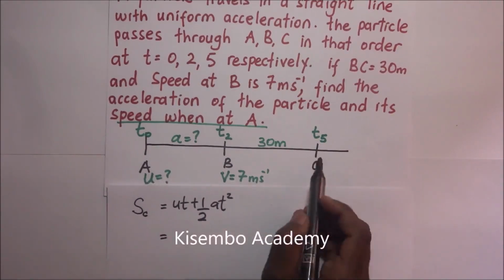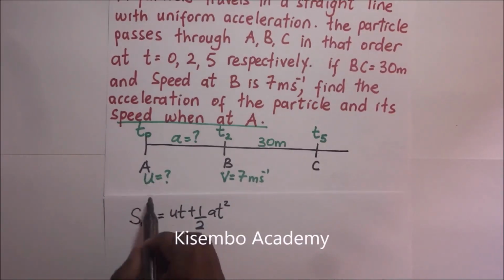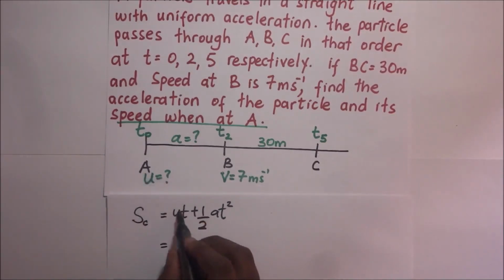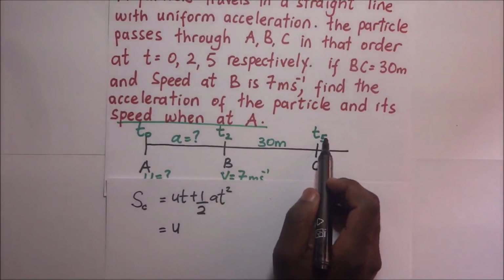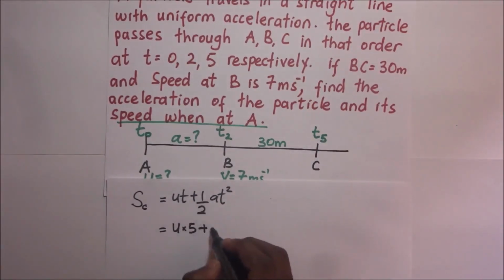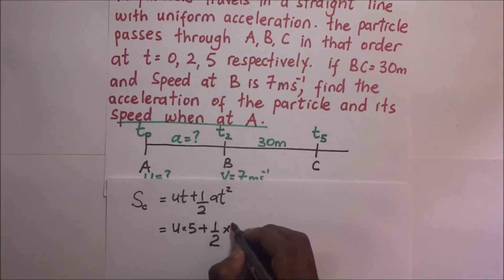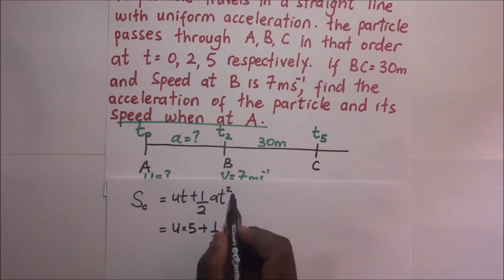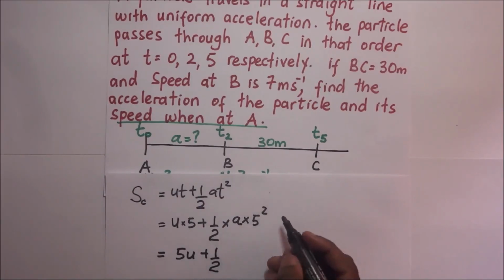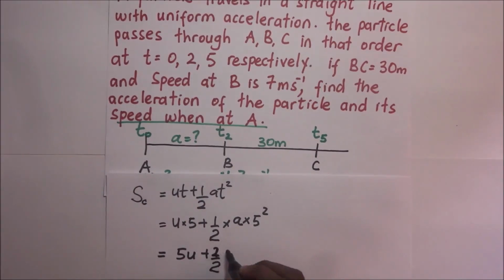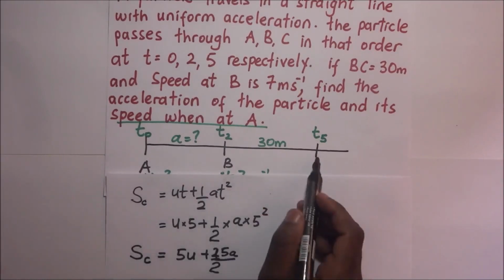We know that the distance covered after traveling up to C, the initial velocity here we do not know, so we shall call it u, times the time, where t at C is 5, so u times 5, plus a half times the acceleration, which we do not know, times t squared, 5 squared. Here we are going to end up with 5u plus a half times 25a, so this is 25a divided by 2. So this is the distance covered at point C.